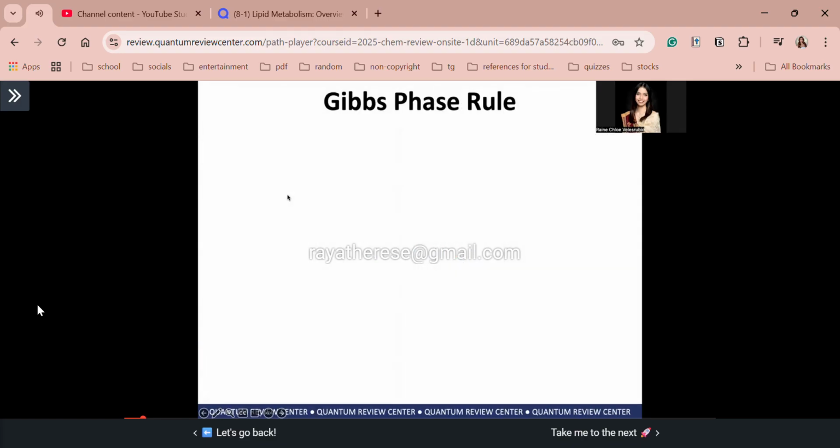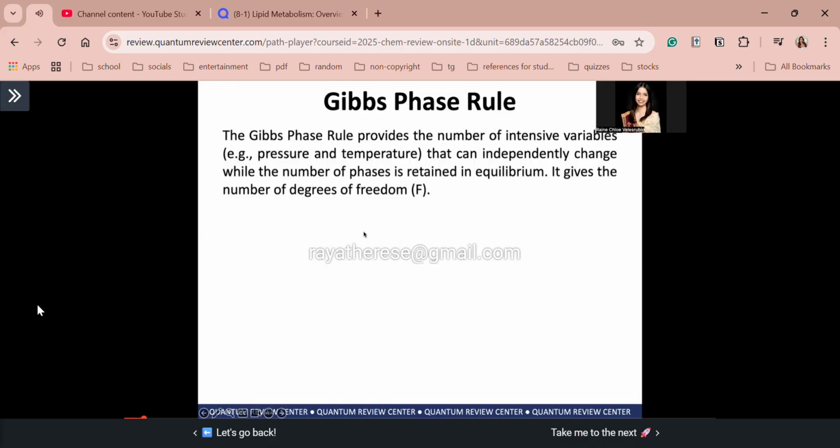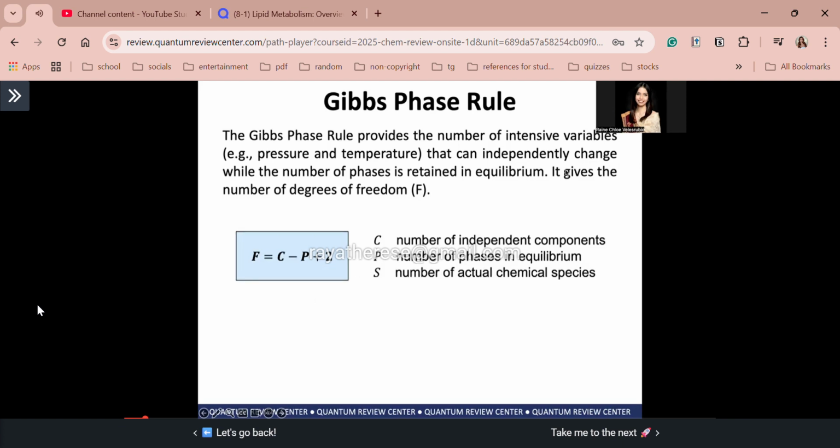Now, how do we determine which intensive variables, such as temperature and pressure, we can vary in a phase diagram? That is through the Gibbs phase rule. The Gibbs phase rule gives the number of intensive variables, such as pressure and temperature, that can change independently while the number of phases in equilibrium is retained. This gives us the degrees of freedom F. F is equal to C minus P plus 2, where C is the number of independent components, P is the number of phases in equilibrium, and S is the number of actual chemical species.